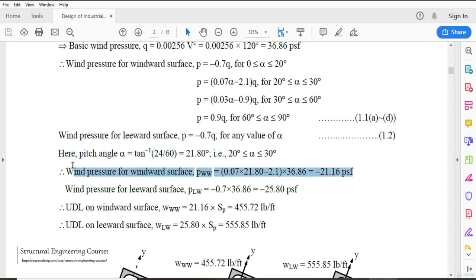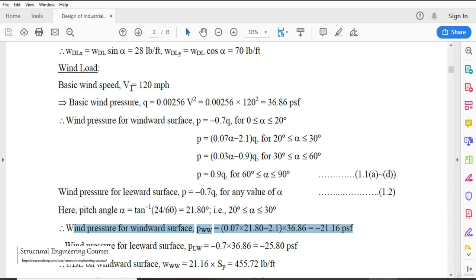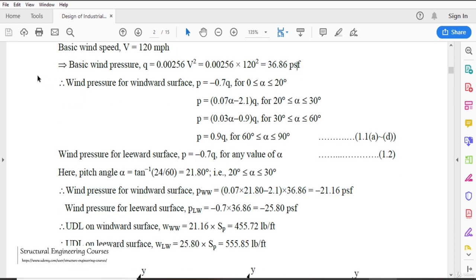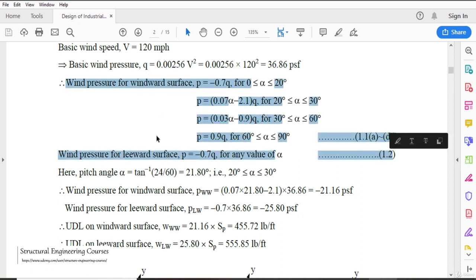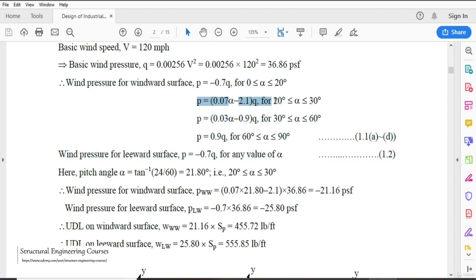So this is just simple math. I am repeating everything again. Basic wind speed we take as 120. After that, wind pressure we calculate as 36.86 psf. Remember this term. After that, as per the codes, these are the values to calculate the windward and leeward surface wind pressure. For windward surface wind pressure, this is the equation that we need to follow. As per this equation, we put alpha equal to 21.8 and Q equal to 36.86. So P comes out to be 21.16 psf. After that, for leeward surface, it is irrespective of alpha, that is, we need to use minus 0.7 into Q. So it comes out to be minus 25.8 psf.